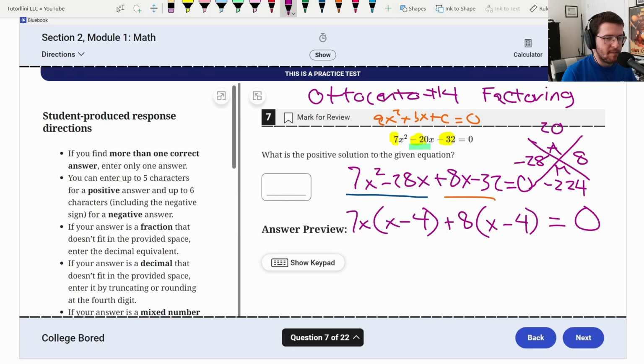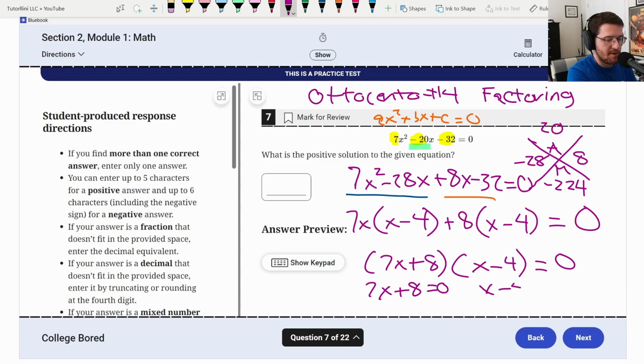And now, as I go over in my video, we kind of Frankenstein the two factors together. So one of the factors is the repeat, x minus 4. And the other factor is kind of this guy shoved together. So 7x plus 8. And now we use the zero product property to find the solution. So 7x plus 8 equals 0. x minus 4 equals 0. We get x equals 4.